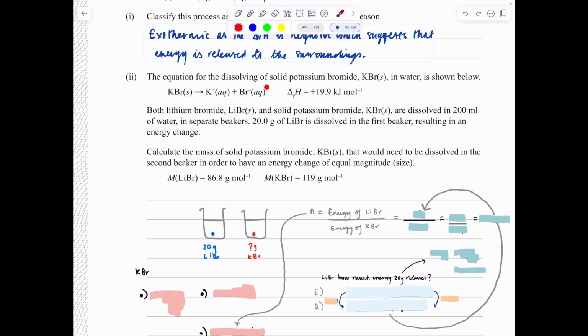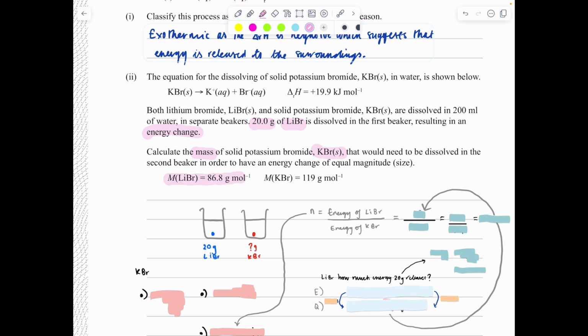The equation for dissolving solid potassium bromide in water is shown below. Both lithium bromide and solid potassium bromide are dissolved in 200 mL of water in separate beakers. So there's 20 grams of lithium bromide dissolved in the first beaker, resulting in an energy change. Calculate the mass of solid potassium bromide that would need to be dissolved in the second beaker in order to have an energy change of equal magnitude.